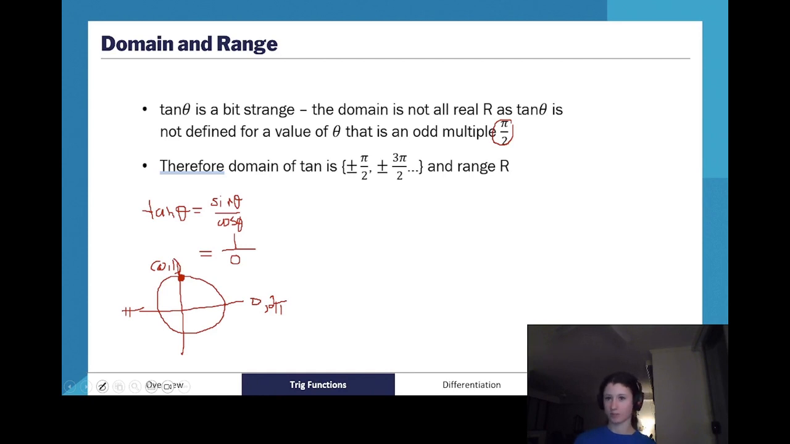So as a general rule, anything you're ever going to come across in methods, you cannot divide by 0. So this is why we have this issue with the domain of tan theta. Therefore, the domain of tan is all real numbers except plus or minus pi on 2, plus or minus 3 pi on 2, and so forth, and the range is any real number.